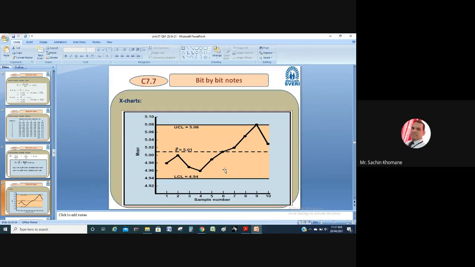Already things are drawn. Just see. Now you also can draw on your paper. Just have the sample number on the x-axis and the mean value on the y-axis. Mean, right? All of us know the mean that we have calculated. Upper limit also you are knowing. Lower control limit also you are knowing. So these are the three horizontal lines. The dotted line is the mean line, you can say. And these dark lines above the mean line is the UCL, that is 5.08, and 4.94 is the LCL.